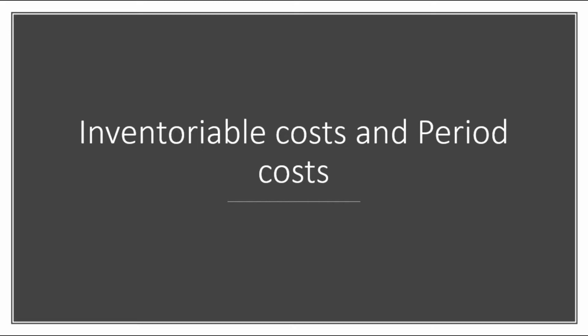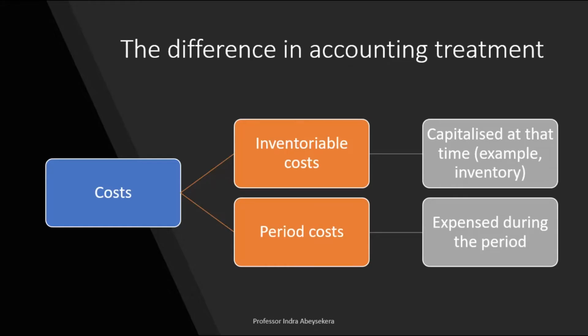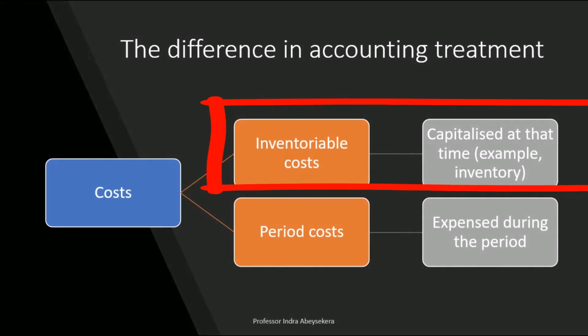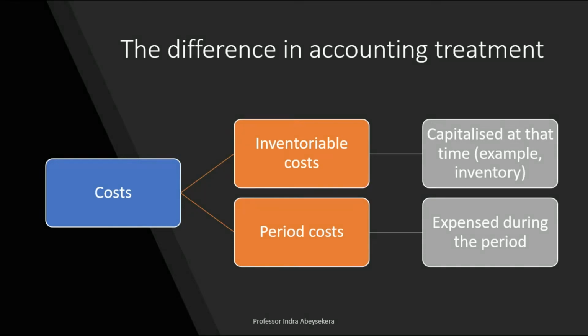When we classify costs, another classification of costs are inventoriable costs and period costs. Inventoriable costs are costs that are capitalized at the time costs are assumed. For example, when inventory is purchased, that cost is capitalized and that becomes an inventoriable cost.